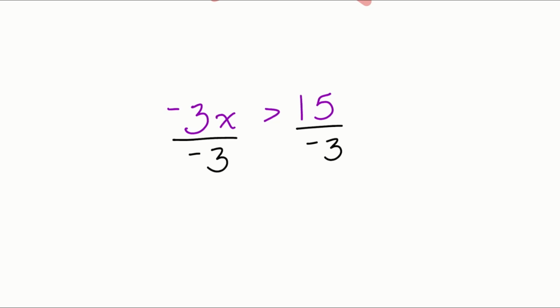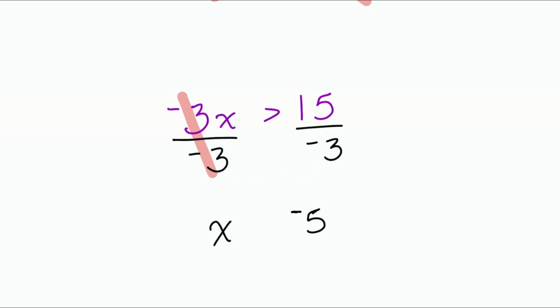Once we divide both sides by that negative 3, it'll cancel out on the left, giving us x on the left. 15 divided by negative 3, that's going to be a 5, but it'll be a negative 5 because a positive divided by a negative, remember, will always be negative. And what's the last thing I need to remember in this situation? Yeah, we have to flip the inequality symbol because we divided both sides by a negative.